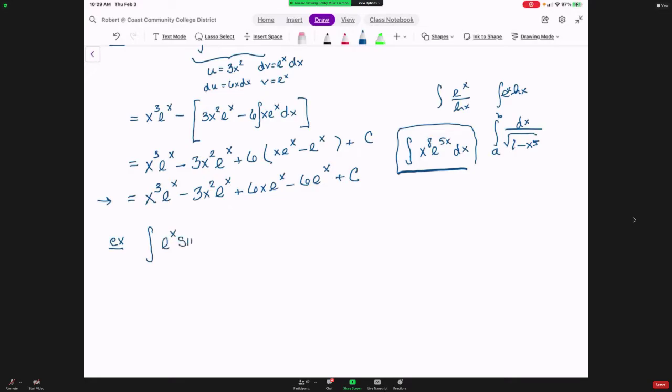So for this one here, we'll just start trying some stuff. So if u is that, then dv would be sine x dx. du is going to be e to the x dx, and v will be negative cosine x.